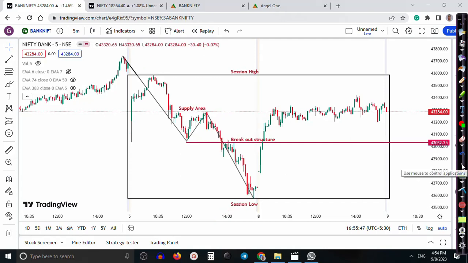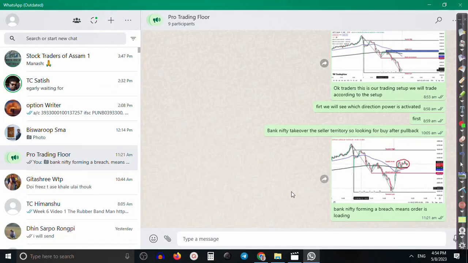We are looking for buy. So in our premium group, here you can see I explain everything. This is our trading setup. Before market open, I gave this trading setup, and finally what I told is that we were looking for the power. Where is the power activated? Everybody knows who our students are.